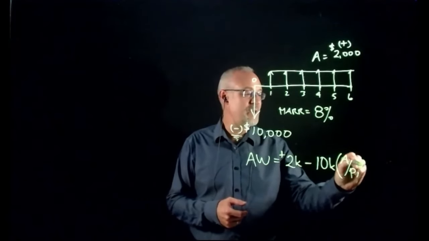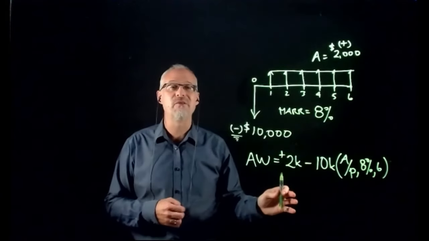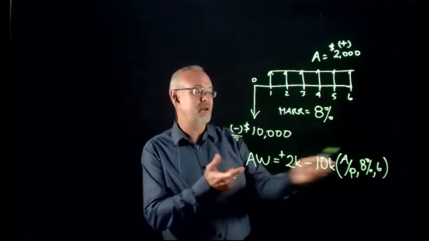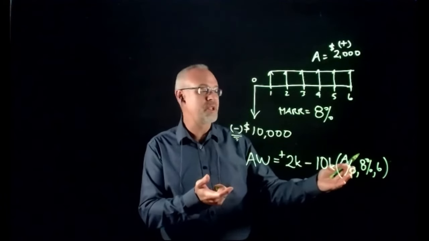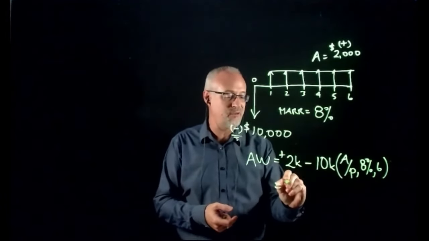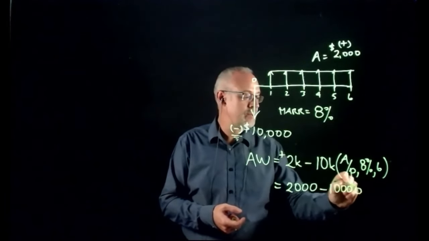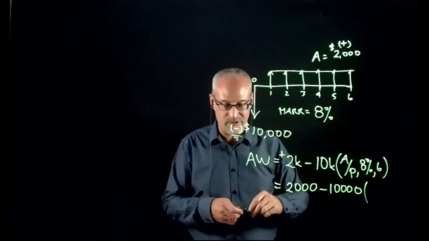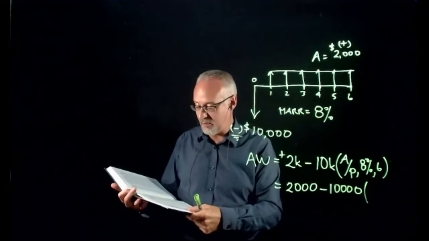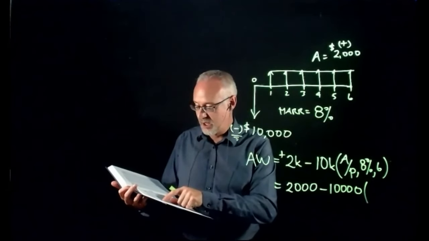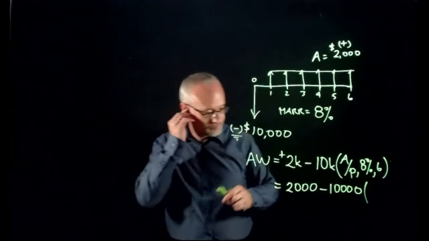So if I use A given P at 8% and 6 years, now I've just got a different form for the time value of money equation, but I can work this out, and let's actually do it just for fun. So this would be 2,000 minus 10,000 times the A given P factor for 8% and 6 years. And I've still got this open, so I can just have a look here on the A given P column under 6, and it's 0.21632.